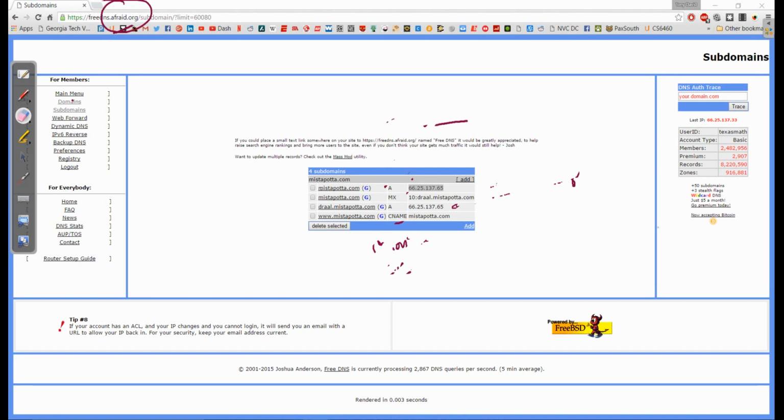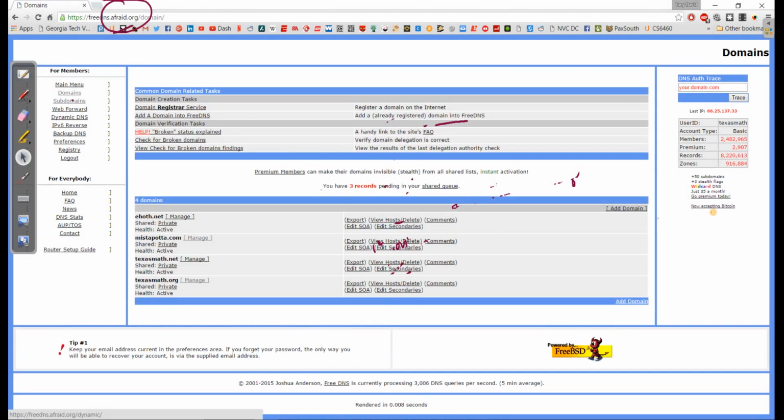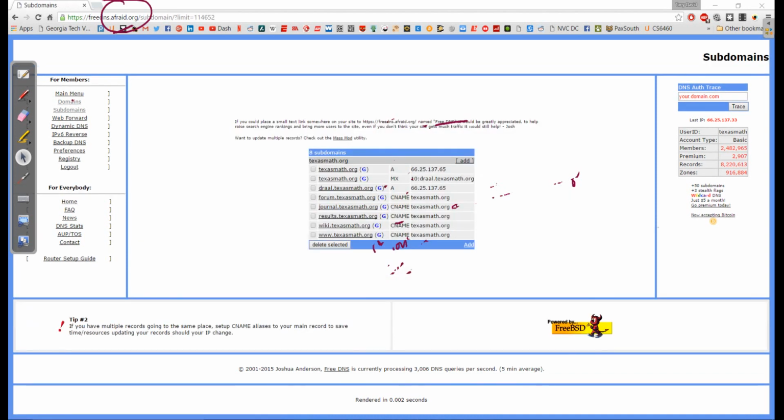So if I pop over to the domains here, I can see other domains that I've got. This is my texasmath.org, and you can see under texasmath.org, I have a lot more services here. Some of the things that I do is I provide a forum, an online forum for people to type in stuff, or I have a place for people to get results. I have a wiki, in addition to having a www address. But all of these are linking to the same computer, because all of these are on the same computer, they're just in different folders on that computer. Again, Drawl, of course, is the name of the server that I'm running.